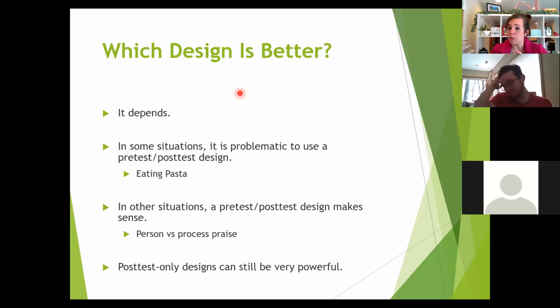Again, in some situations it makes a lot of sense to use a pre-test, post-test, like the one we just talked about, the person versus process praise. But it's important to note that if you only have a post-test design, that alone can be really powerful and can show really significant results just on its own.